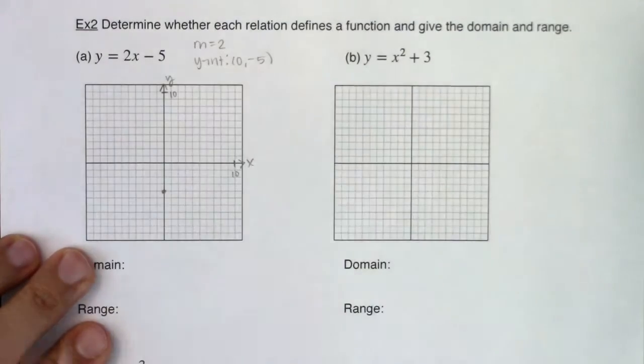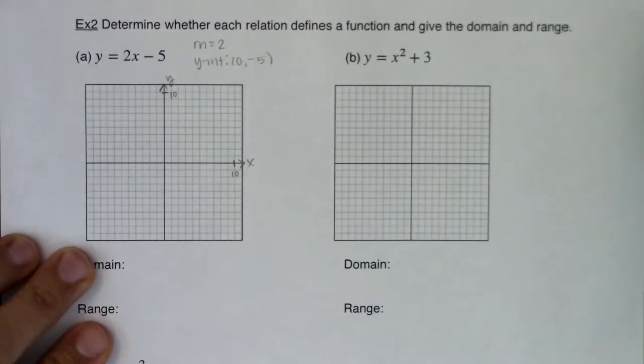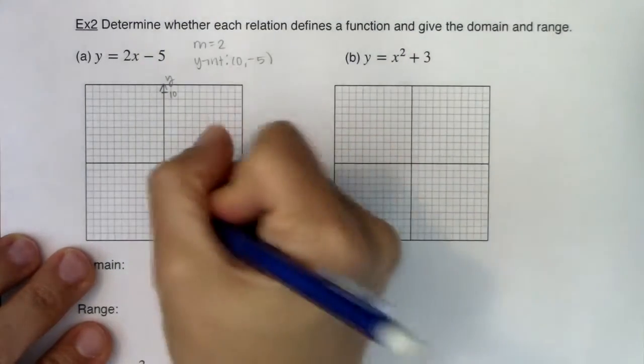1, 2, except I can't count to 5 right now. It is getting late on a Saturday night, or late for me. Okay, so we got (0, -5).